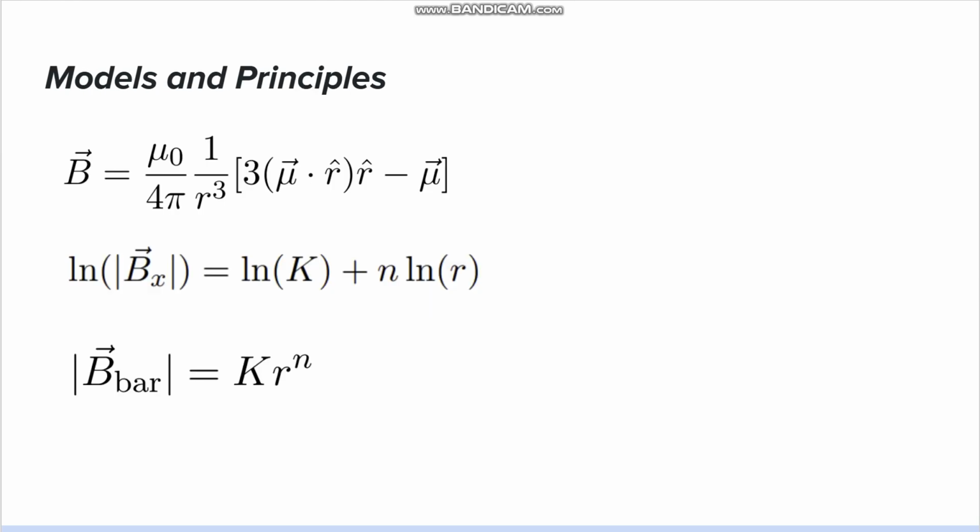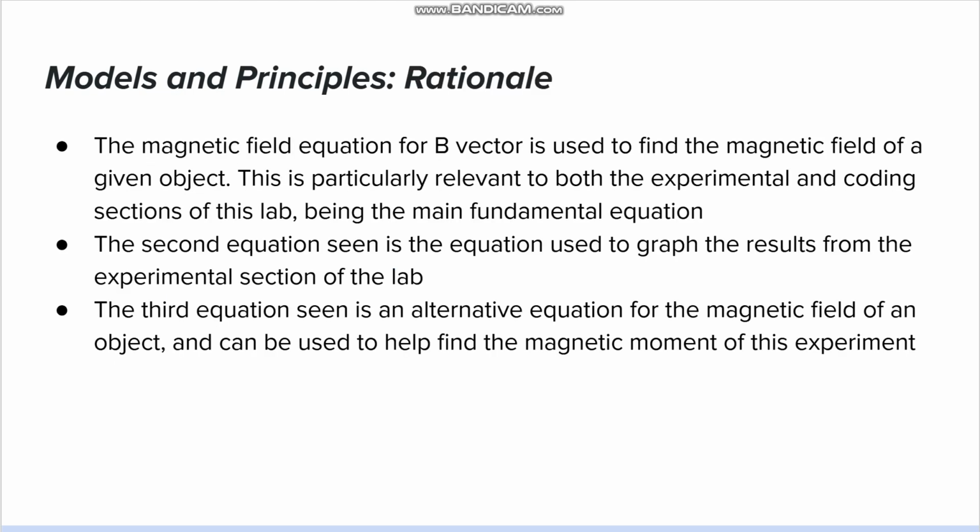The main models and principles used in this lab can be seen below, to which there are three main equations. The first main equation is the magnetic field equation for B vector, which is used to find the magnetic field of a given object. This is particularly relevant to both the experimental and coding sections of this lab, being the main fundamental equation. The second equation seen was the equation used to graph the results from the experimental section of the lab, and the third equation seen was an alternative equation for the magnetic field of an object, and can be used to help find the magnetic moment of this experiment.